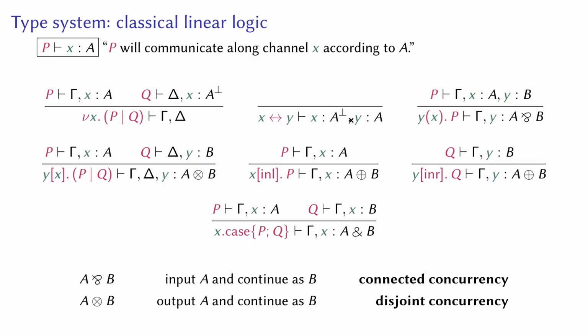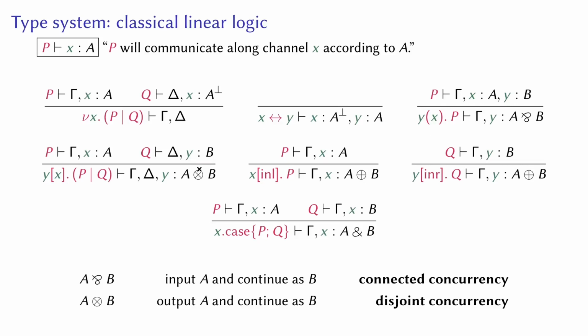If I have a process that communicates along two channels, I can make a process that communicates on only one channel. The new process will receive the second channel along the first channel, and the type will reflect that. It's similar for sending channels. There's, however, a notable difference, which is that the former rule constructs from a single process P, but this rule constructs from two separate processes P and Q. After the second channel is output along the first channel, the two processes can continue in parallel. So in some sense, we can say that the former is connected concurrency, while the latter is disjoint concurrency.